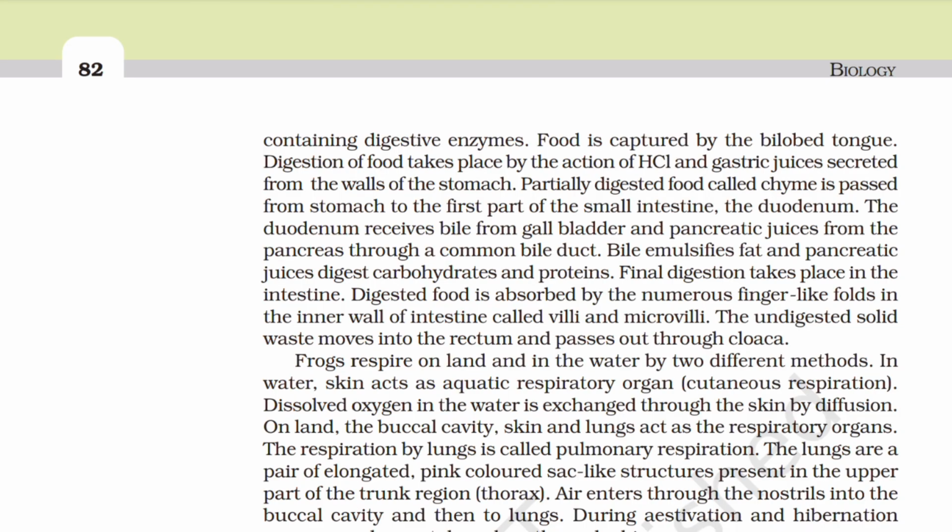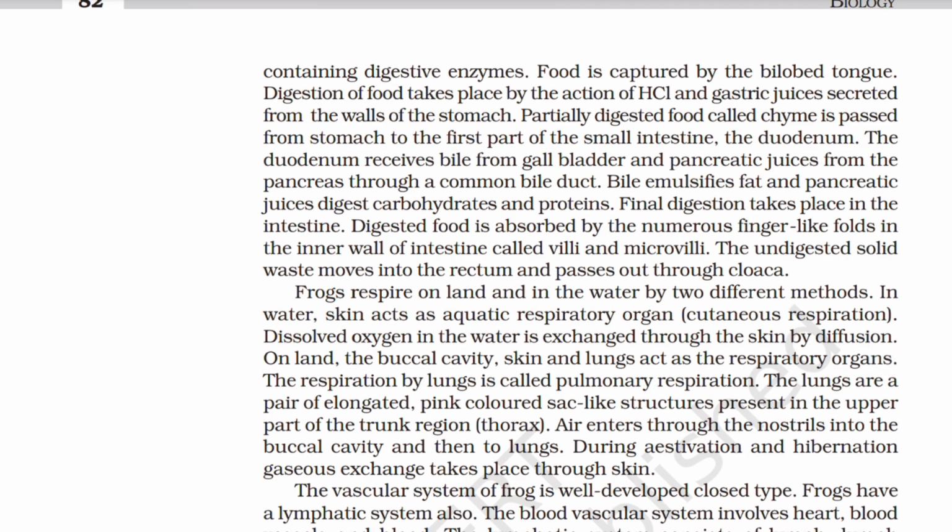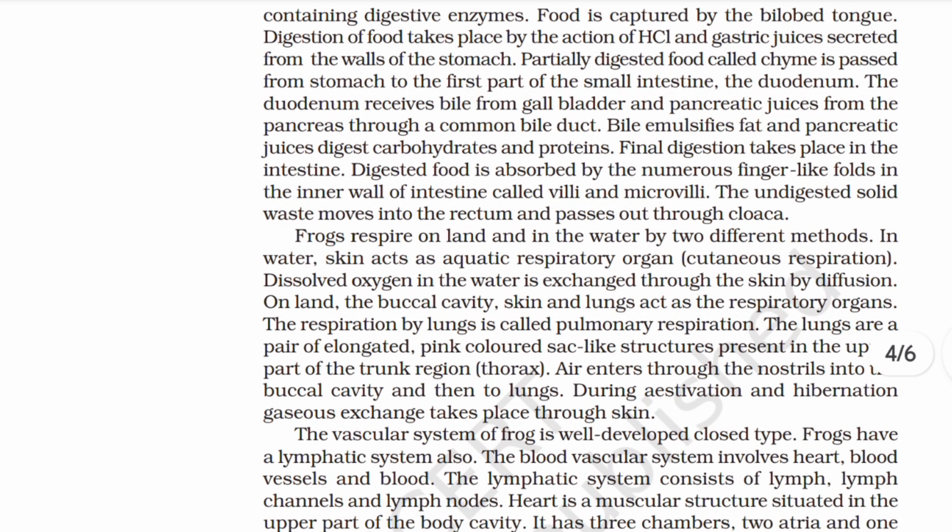Partially digested food, called chyme, is passed from stomach to the first part of the small intestine, the duodenum. The duodenum receives bile from gallbladder and pancreatic juices from the pancreas through a common bile duct. Bile emulsifies fat and pancreatic juices digest carbohydrates and proteins. Final digestion takes place in the intestine. Digested food is absorbed by the numerous finger-like folds in the inner wall of intestine called villi and microvilli. The undigested solid waste moves into the rectum and passes out through cloaca.